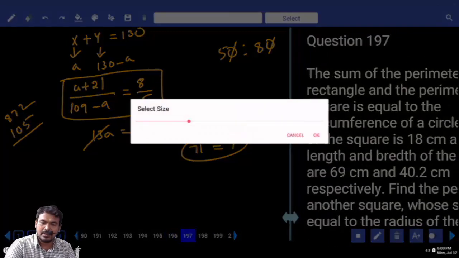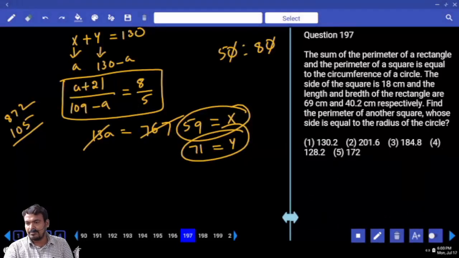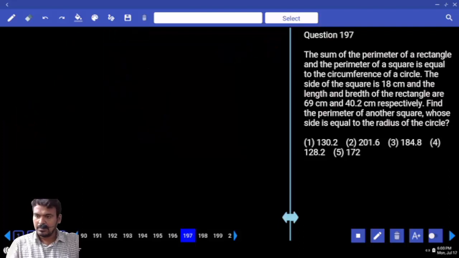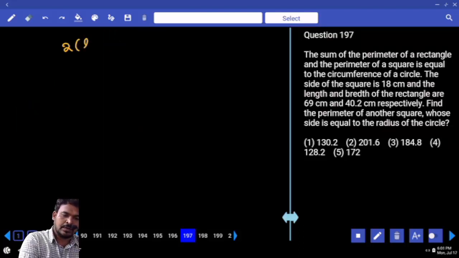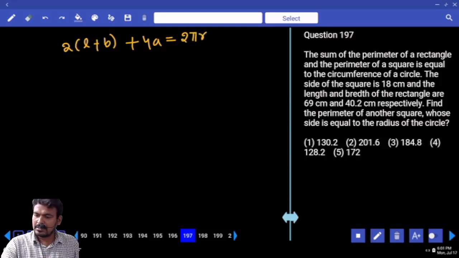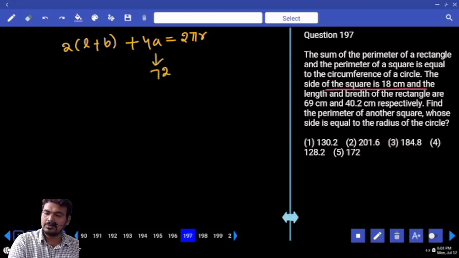Next, question number 197. The sum of the perimeter of a rectangle and the perimeter of a square is equal to the circumference of a circle. Perimeter of a rectangle means 2 of (L plus B). Perimeter of a square means 4a. That is equal to the circumference of a circle, which means 2 pi r. The side of the square is 18 centimeters, so 4a is 72. Length and breadth of the rectangle are 69 and 40.2.